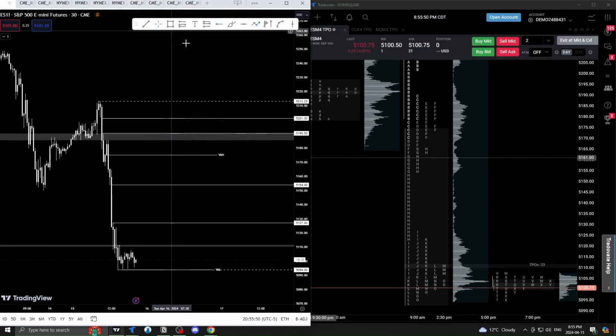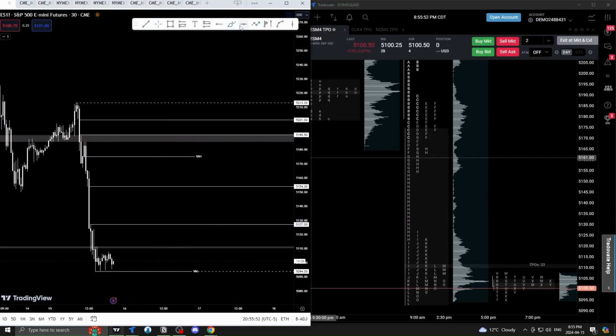So first one is very unlikely: we hold the value area low overnight, and we get a push up. The first target would be this level here. Or overnight we get a push down.